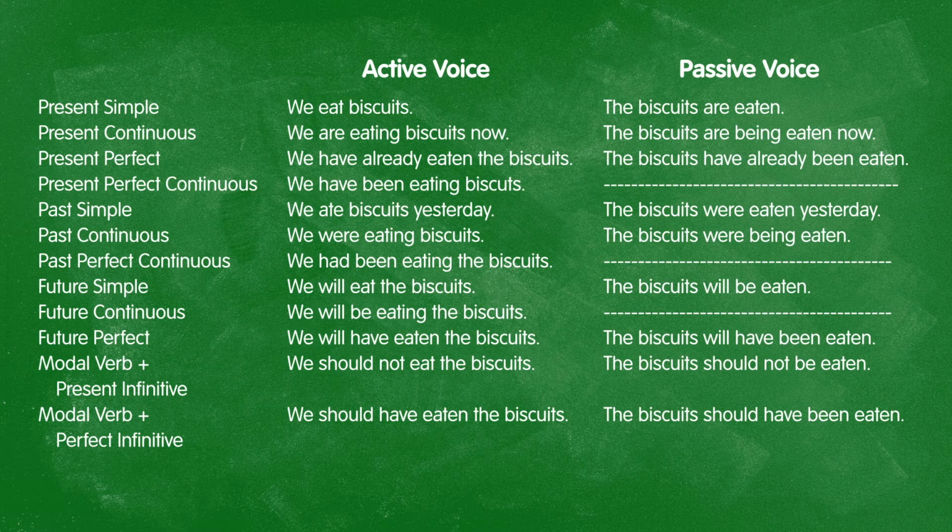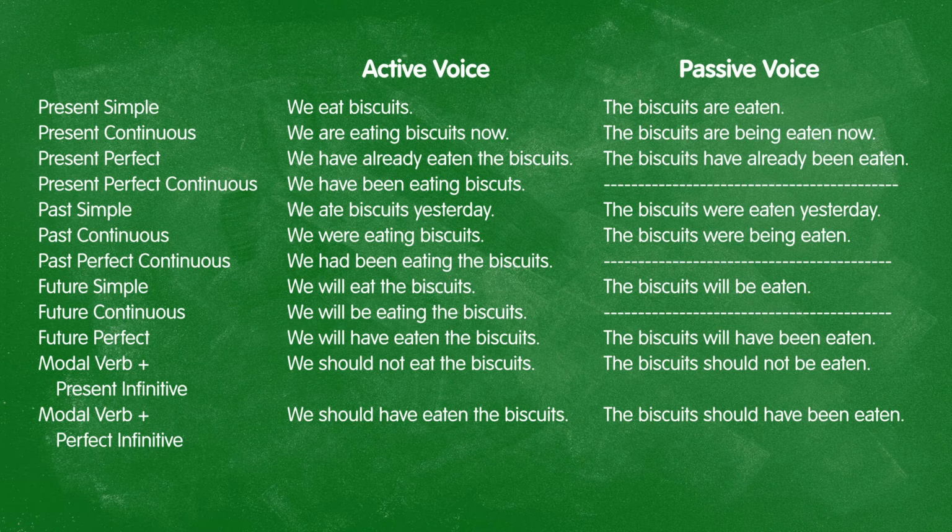In present perfect continuous, we have been eating biscuits. We can't. There is no passive voice for the present perfect continuous tense. Now, in past simple, moving into our past tenses, we ate biscuits yesterday. This will become, the biscuits were eaten yesterday. Past continuous, we were eating biscuits. The biscuits were being eaten.